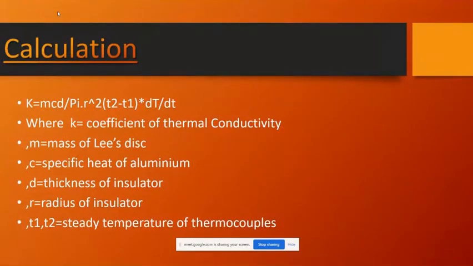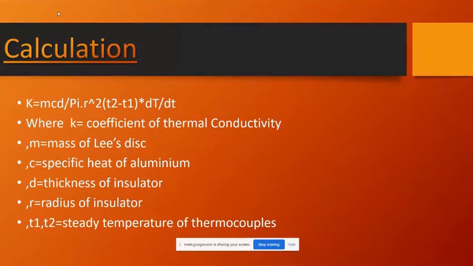Good afternoon. I will discuss the calculation. The rate of heat transfer by conduction is K del T by del X, and the amount of heat radiated per second is m s dθ by dt. At the steady state, the heat conducted through the bad conductor per second will be equal to the heat radiated per second. Therefore, equating the equations, we get the coefficient of thermal conductivity.